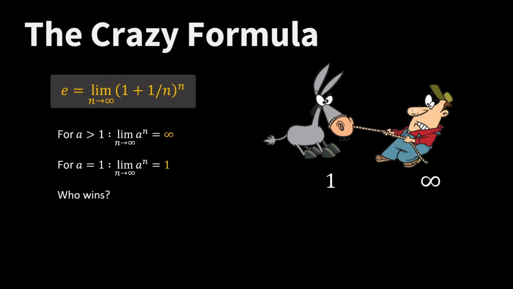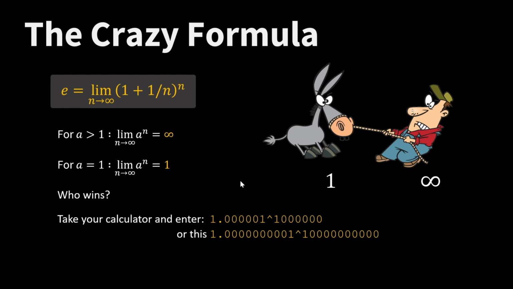Well, we can try with a calculator. So take your calculator and enter 1.000001 to the power of 1 million. Or 1.0000000001 to the power of 1 billion. To this very day, I cannot believe what I see on the calculator.